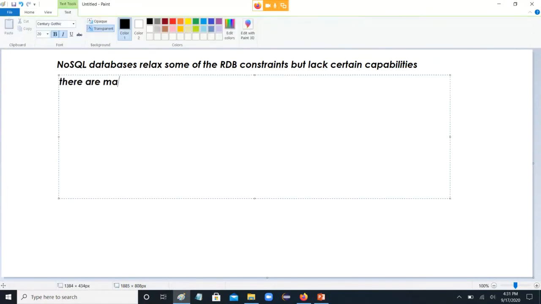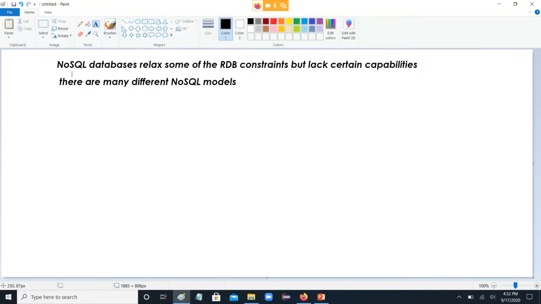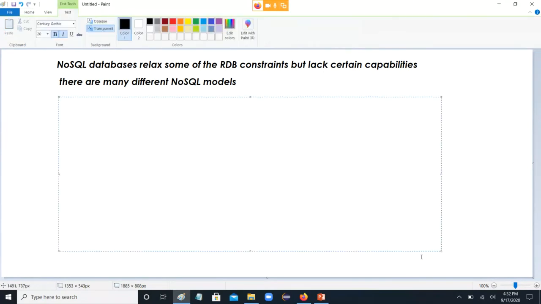Number two, there are many different NoSQL models. Okay, so relational databases, in a sense, are basically all the same, right? They impose that fixed structure. But you could have different NoSQL models that relax different aspects of the relational database model. Okay, so there are many different ones. So it doesn't make sense to talk about NoSQL as just a monolithic concept. But a typical one, like we have in the slides, would be a key value store, right?